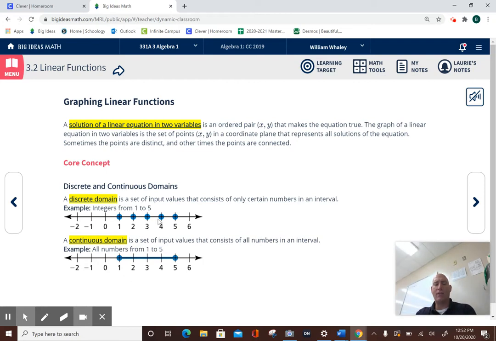So if I was counting people, I would count 1, 2, 3, 4, 5 people. That's discrete. Discrete is distinct points. So discrete, distinct. Okay? When you have discrete, it means you can't have a part of something. You can't have a part of a person. Now, continuous. This is something like if I measure time from 1 second to 5 seconds.